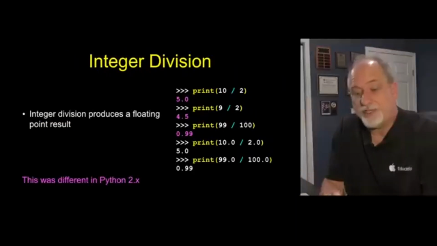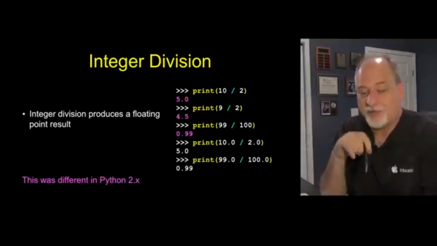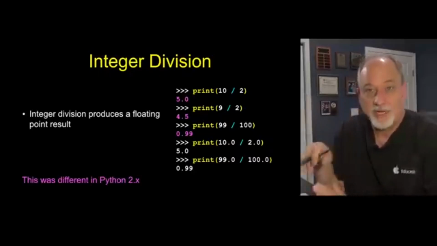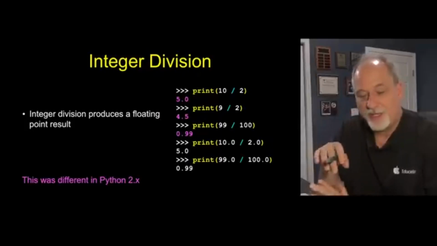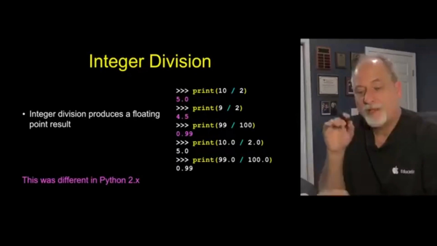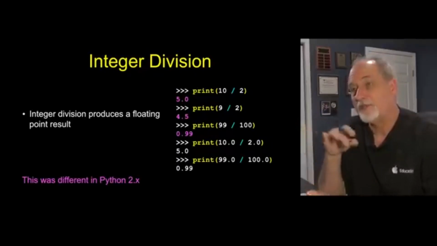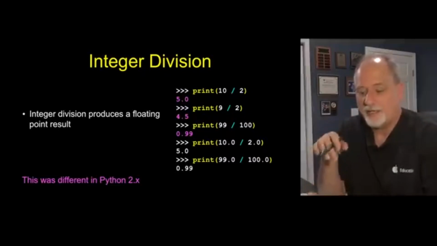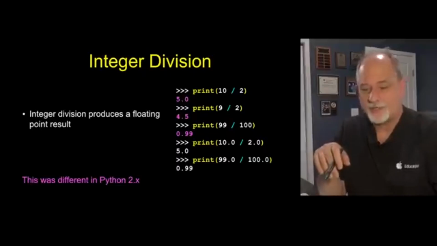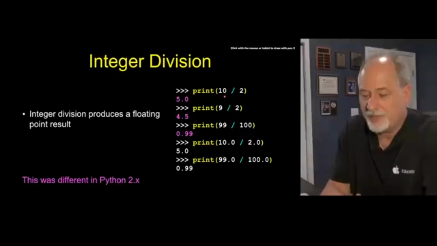Integer division in Python 2 was kind of weird, and it was one of the big things that they changed between Python 2 and Python 3. This is a Python 3 course, so we're not worried about that too much. What's nice about integer division in Python 3 is it always produces a floating point result. That means Python 3's division is more predictable and it works more like a calculator. You can go back and look at my Python 2 lectures and see how crazy it was in Python 2.